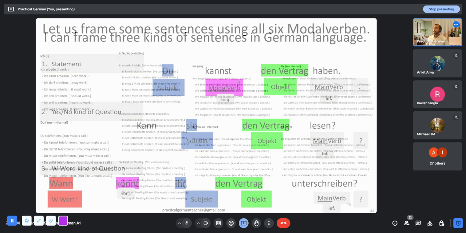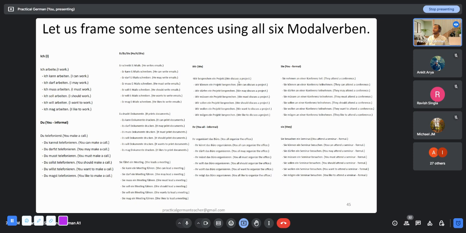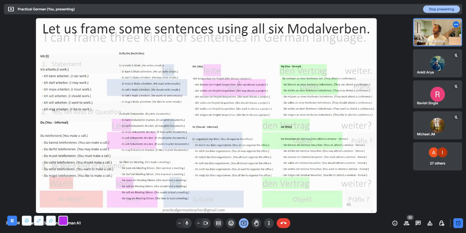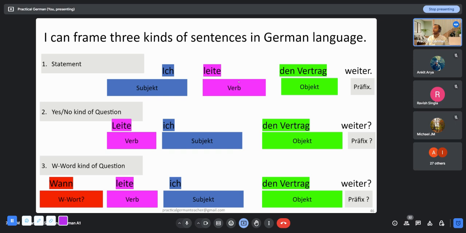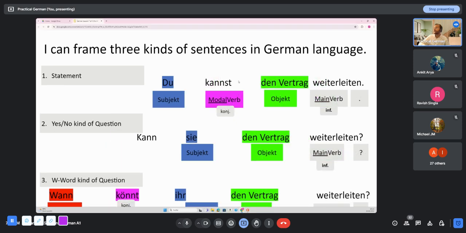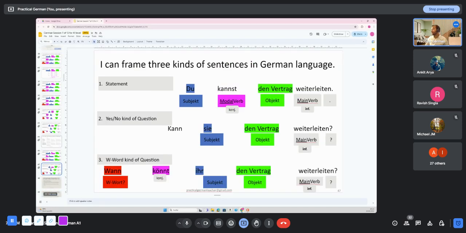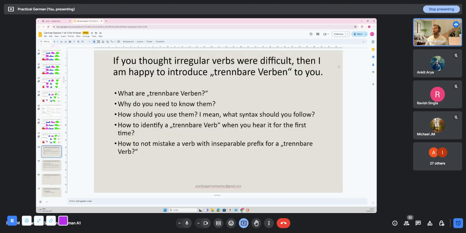Okay. So these were some examples. We did this. So let us continue. Now you have to learn how to use the trennbare verbs. Wait one second before I show you the examples. Let us talk about what exactly we are talking about with this.